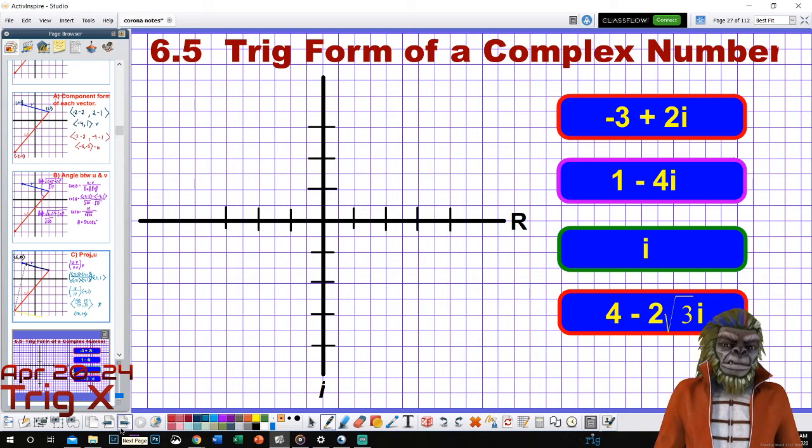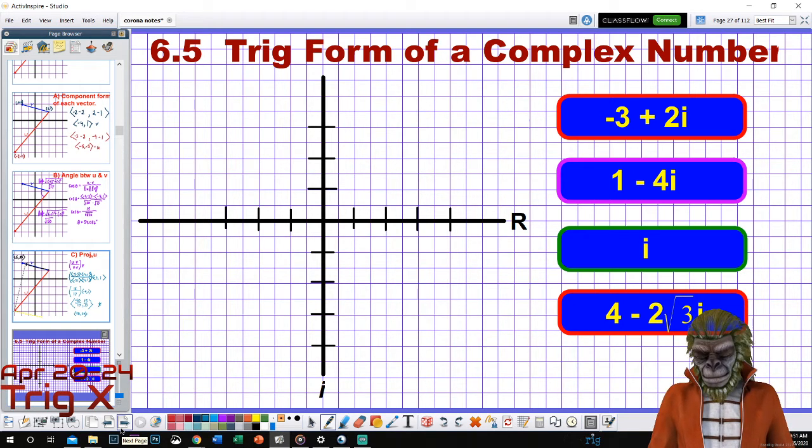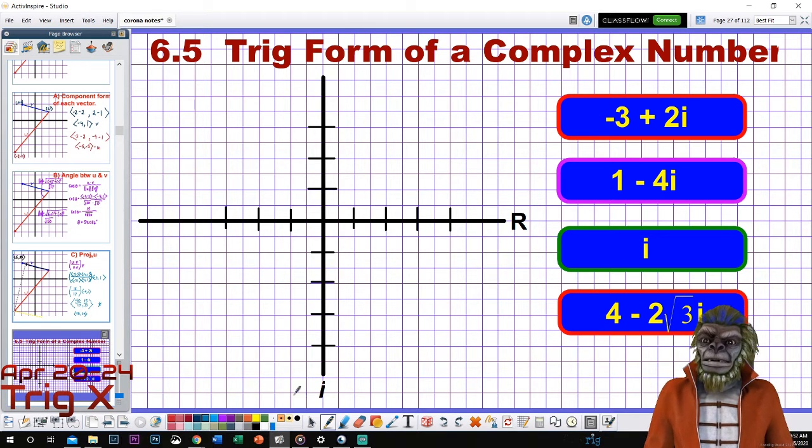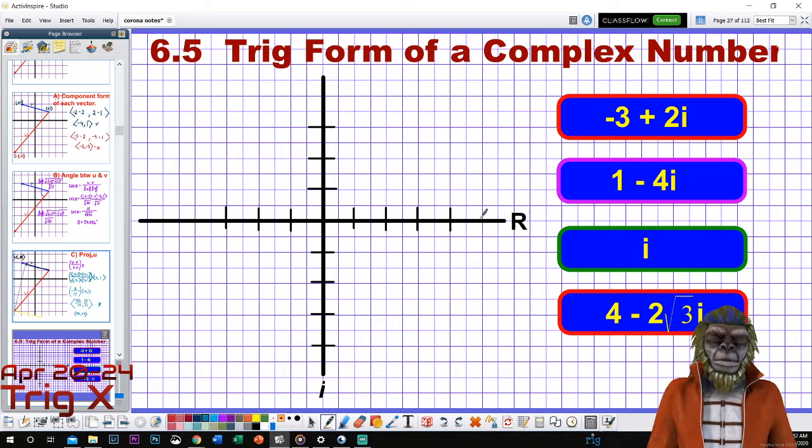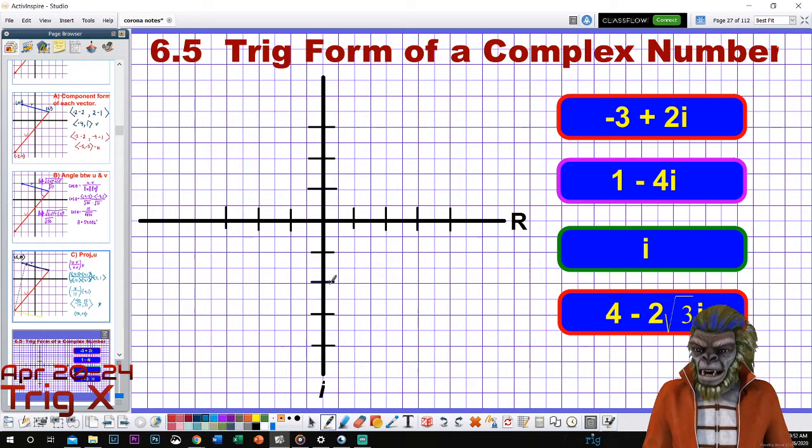Now it's time to learn something new. On we move to trig form of complex numbers. So now you will notice that this is no longer x and y. This is now r and i, which rhymes but is very different. So r is going to represent all the real numbers. i is going to represent imaginary numbers. This is probably the first time you've graphed imaginary numbers on a graph. This is going to be super simple, so if your head's already spinning around in circles, have no fear.